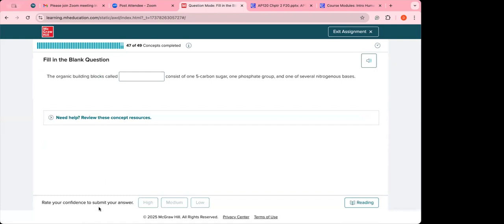The organic building blocks called blank consists of one 5-carbon sugar, one phosphate group. Okay, that's nucleotide again. The organic building blocks called nucleotides. Just asking you a different way.